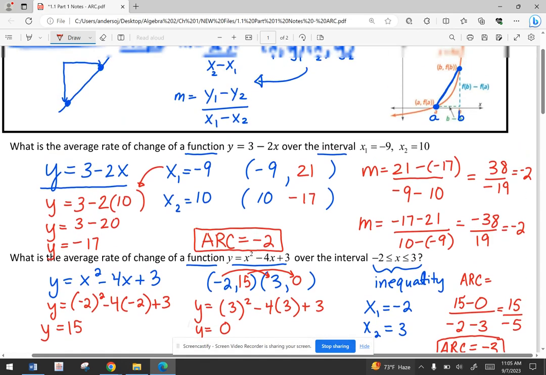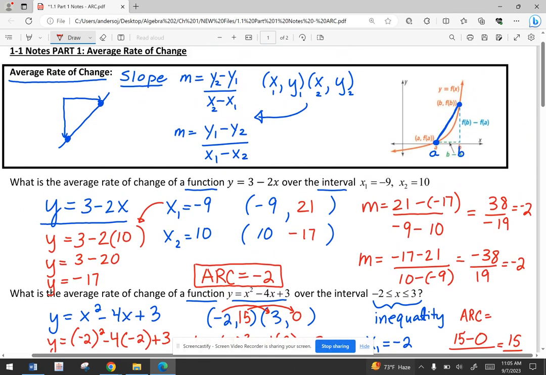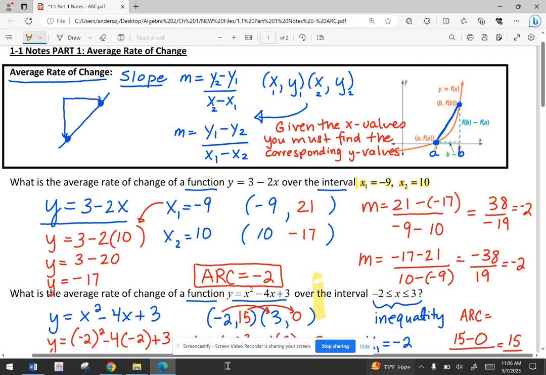So back up here, I'm going to make just a quick note. Remember, you're only given the x values. So given the x values, you must find the corresponding y values, and then apply them to the formula. We've seen two examples here. One, where they just give me those two x's. And another here where they're giving them to me in inequality form.